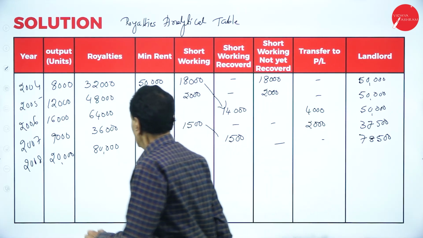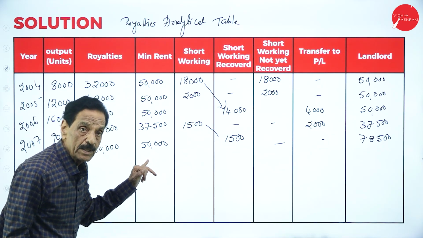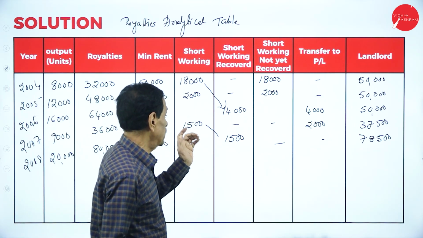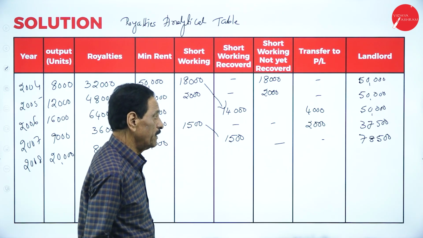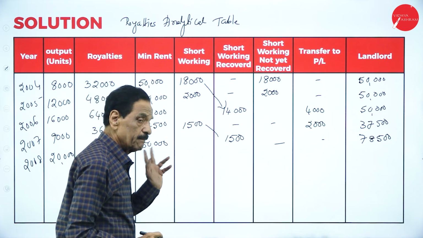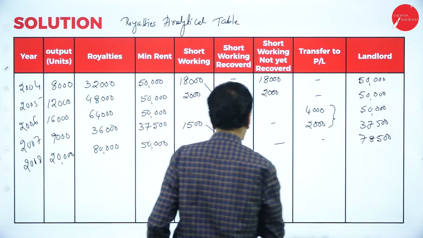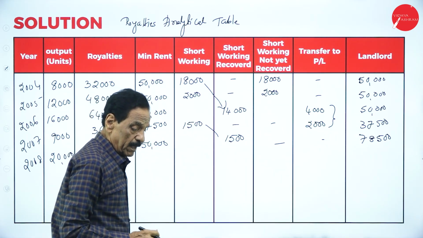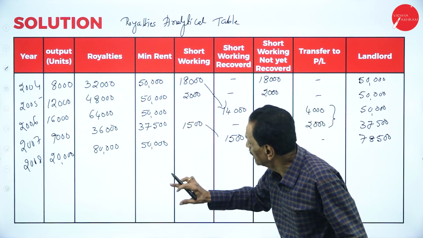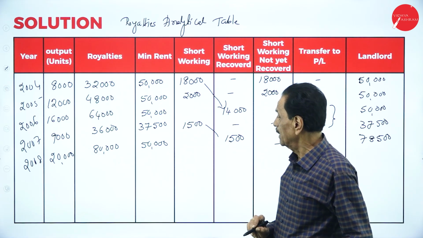See that? What's the total royalty? 80,000. Minimum rent 50,000 has to be paid. How much excess is there? 30,000. Out of that, how much amount is given to recover? 1,500. How much left over? 78,500. So all recovered. This is transferred to P&L account. This amount is recovered. Now, you have to prepare each ledger. This is your ledger. This is only for 9 months.